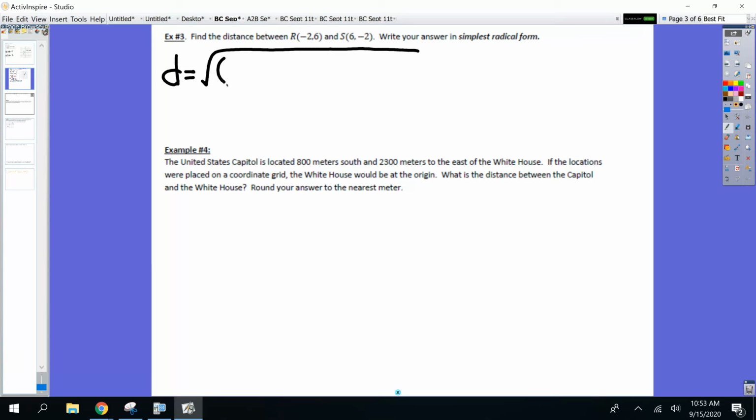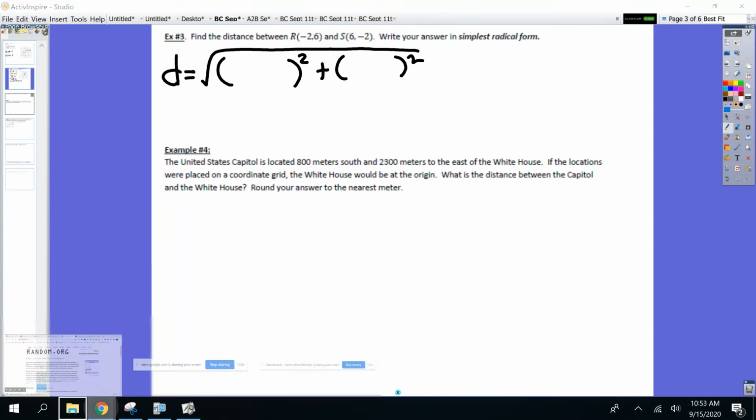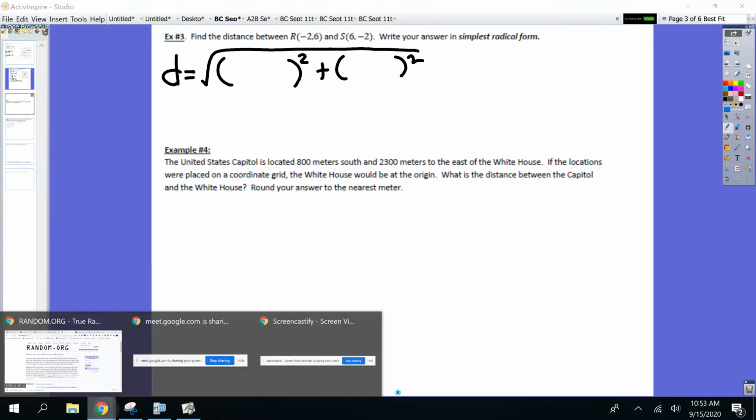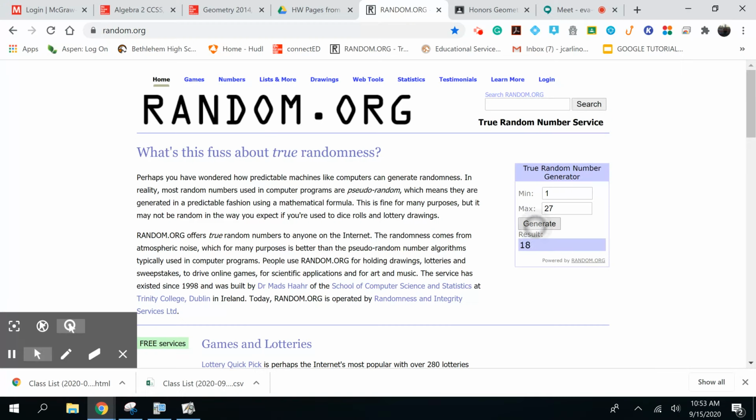Underneath, you got the two parentheses squared, and you're adding them together. All right, I'm going to ask somebody now, what are the two x-coordinates of R and S? What are the two x-coordinates? Here we go, number 7. Sinjin, what are my two x-coordinates?